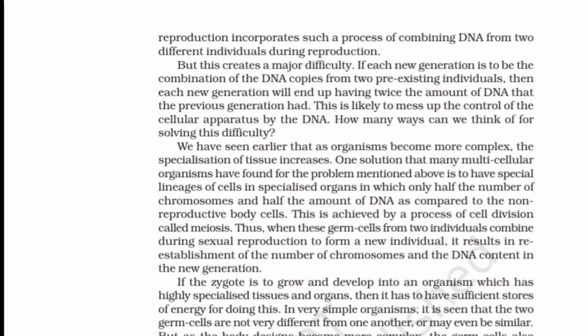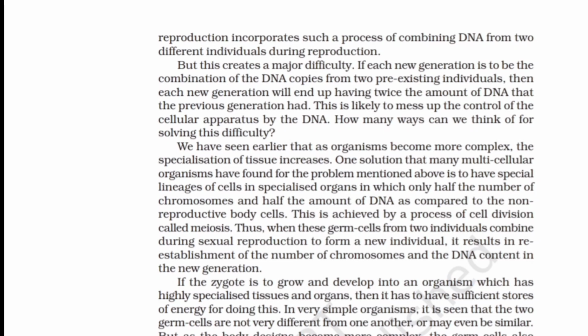But this creates a major difficulty. If each new generation is to be the combination of the DNA copies from two pre-existing individuals, then each new generation will end up having twice the amount of DNA that the previous generation had. This is likely to mess up the control of the cellular apparatus by the DNA. How many ways can we think of for solving this difficulty?